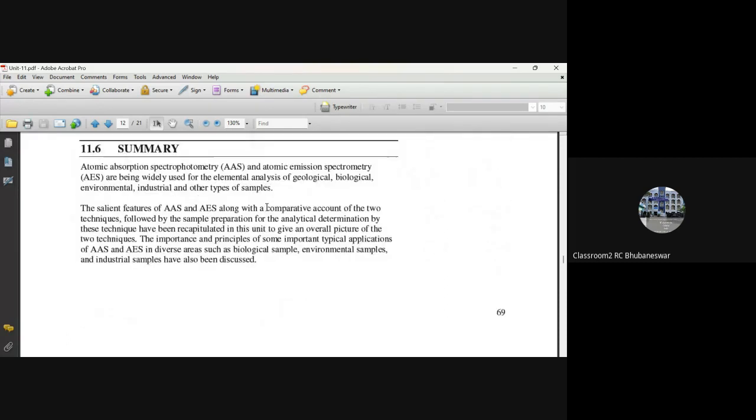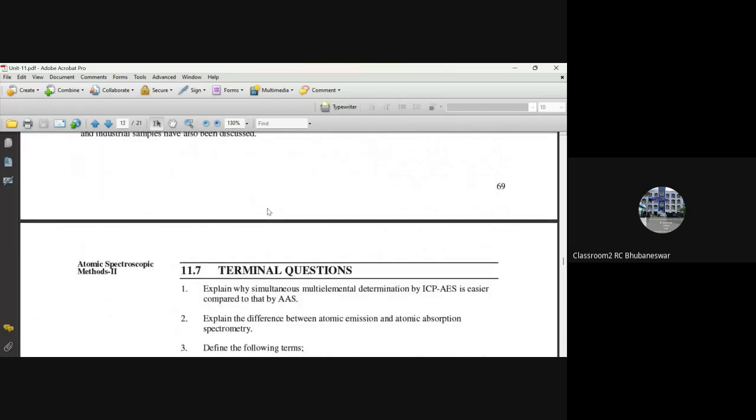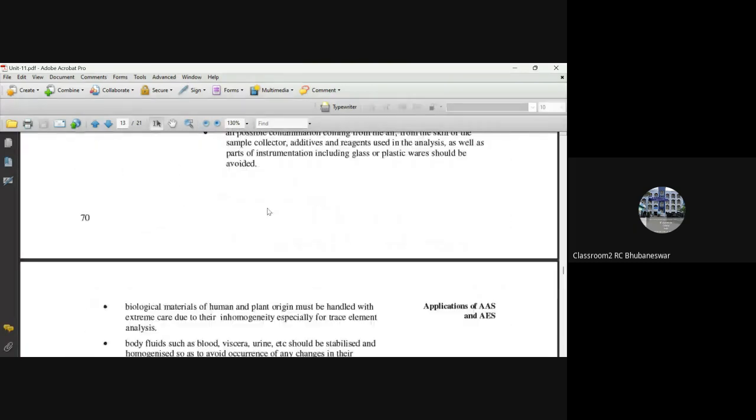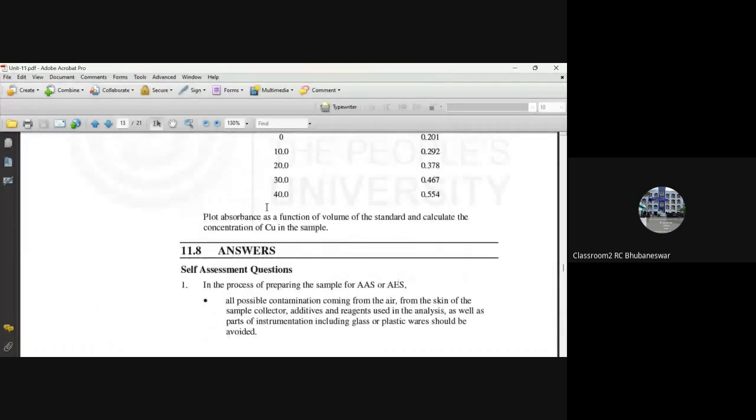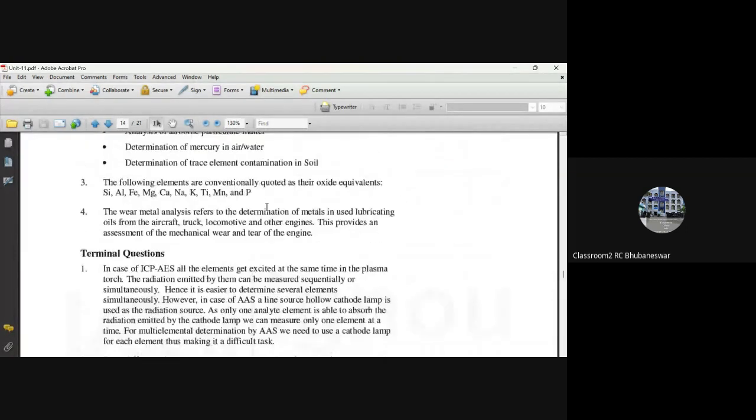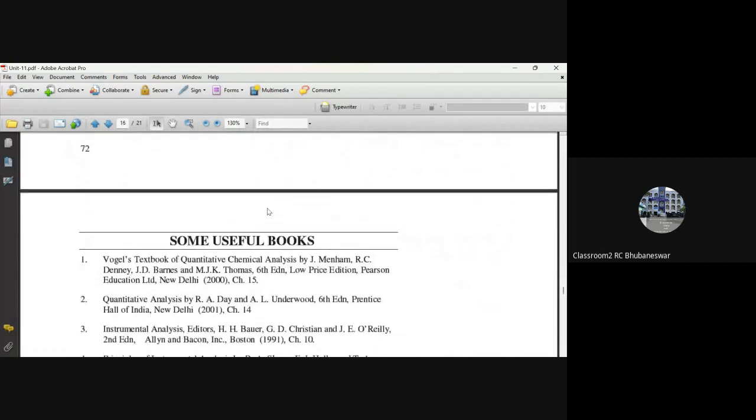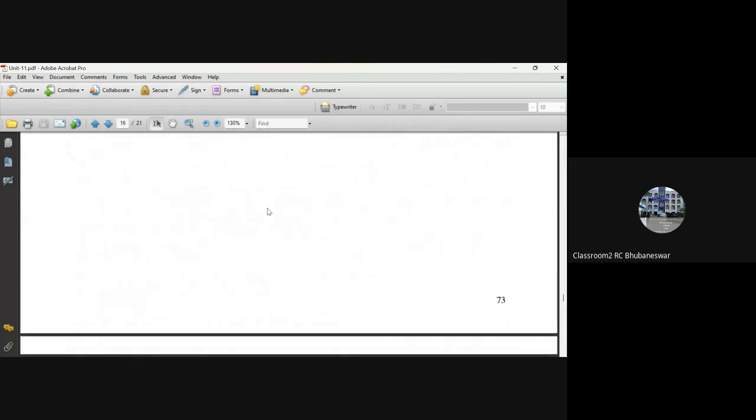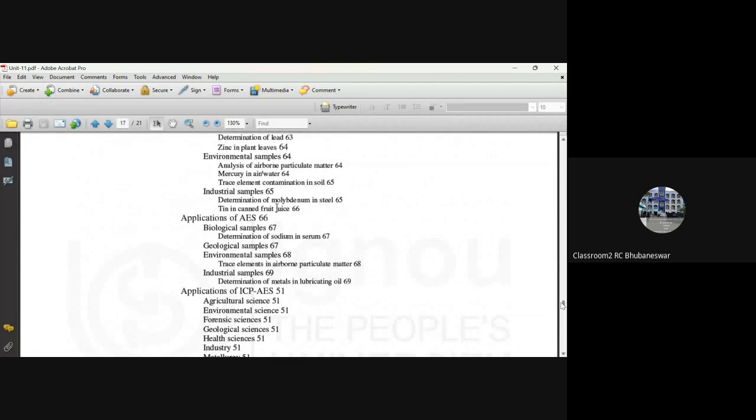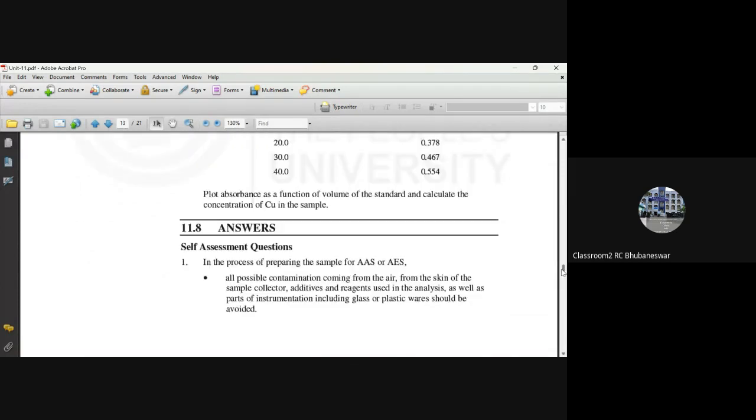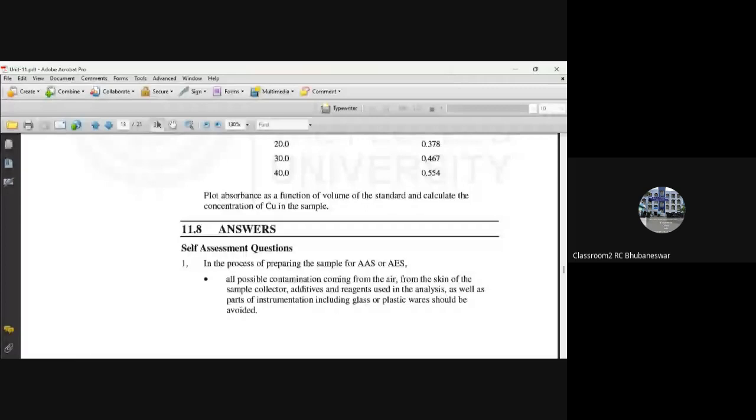Okay, fine then. So these are the applications and terminal questions. So many questions with answers. Very good, terminal questions and answers are already there. Some useful books, okay, but in every material you have questions and answers, so you can study it very well. Now we can discuss if you have any questions.